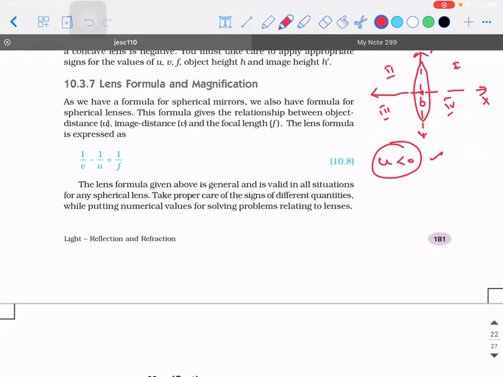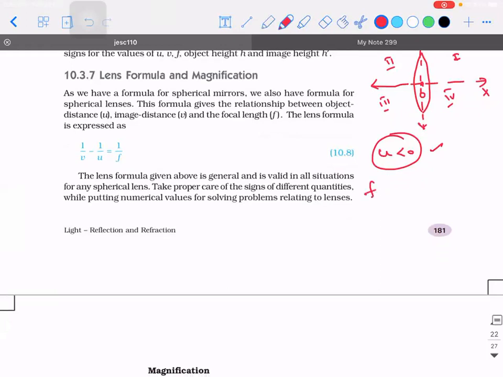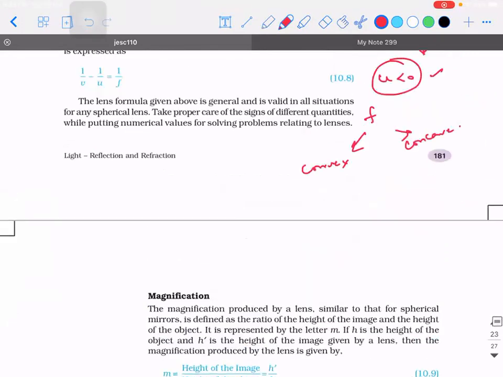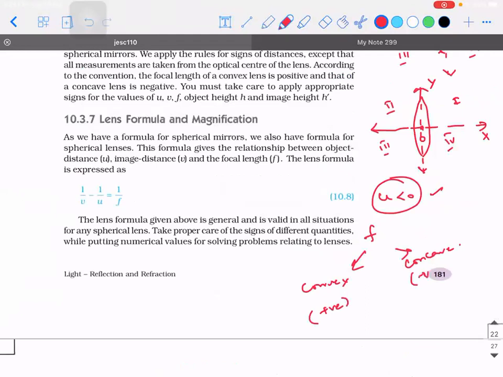Next, if I talk about the focal length of a convex lens and the focal length of a concave lens, I want you guys to give me a sign convention. Sir, the focal length of a convex lens will be positive. Very good. The focal length of a concave lens will be negative. My question is, how did you know it is positive?